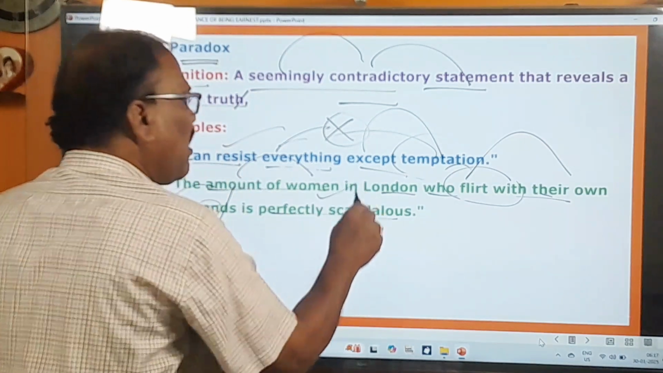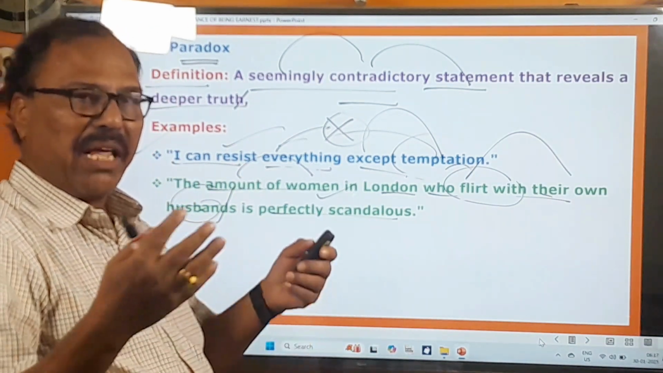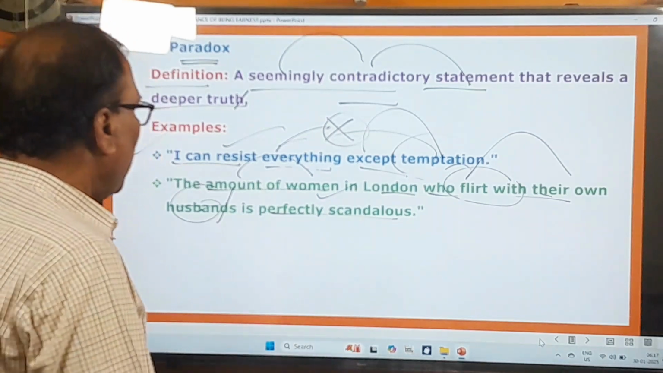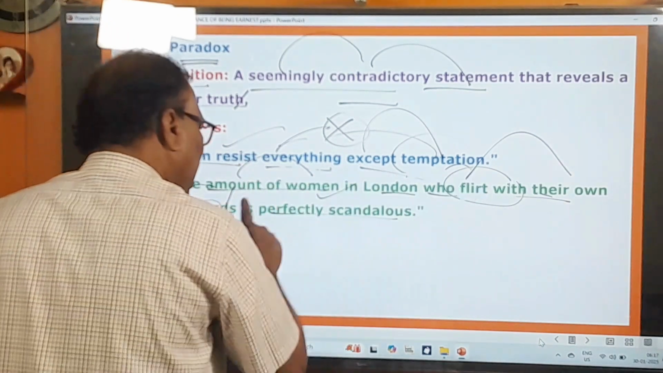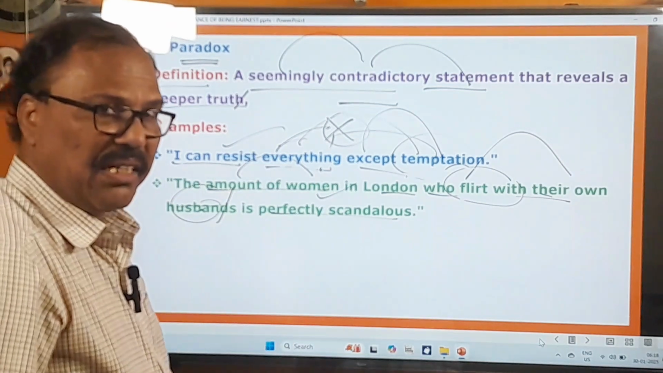So perfectly scandalous, of course. It is also a perfectly scandalous one, or a blamable thing, something like that. So in this sentence also you can find a paradox. And now let's move on to the next literary device.